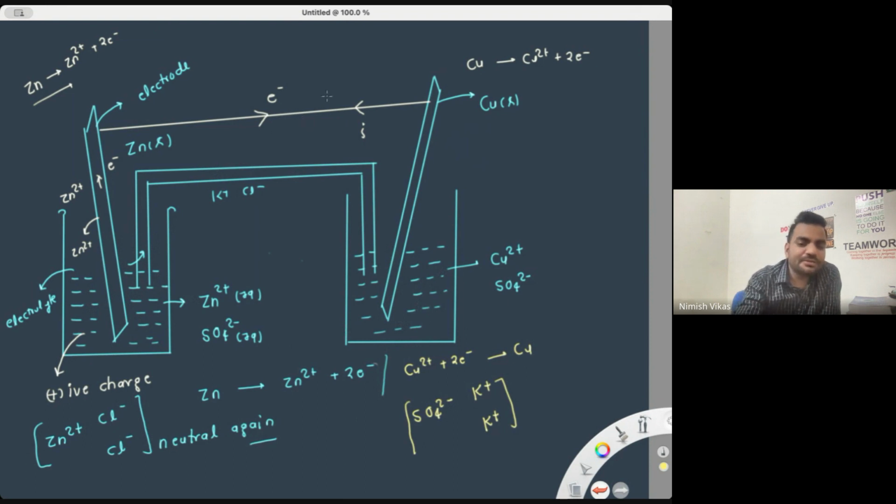Is this thing clear? Please ask me a question if you have any. After that, I will explain a few more things. If you could not understand any part of it, please ask me. How the continuous flow of electrons is maintained in this arrangement.